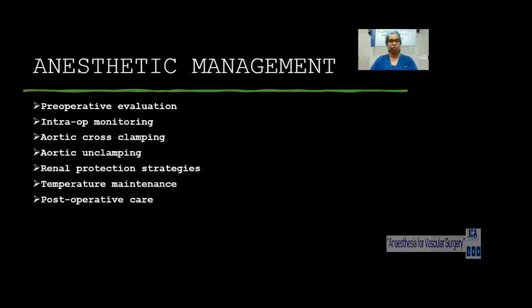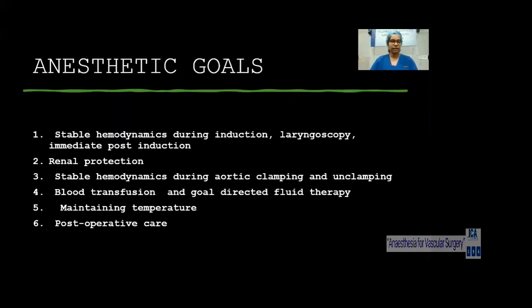The anesthetic management of abdominal aortic aneurysm will be dealt with under these subheadings. Anesthetic goals are to maintain stable hemodynamics during induction, laryngoscopy, and the immediate post-induction period; renal protection; stable hemodynamics during aortic clamping and unclamping; blood transfusion and goal-directed fluid therapy; maintenance of temperature; and postoperative care.